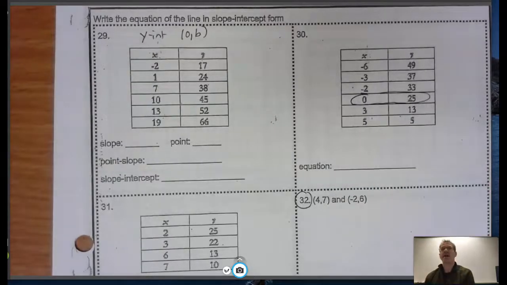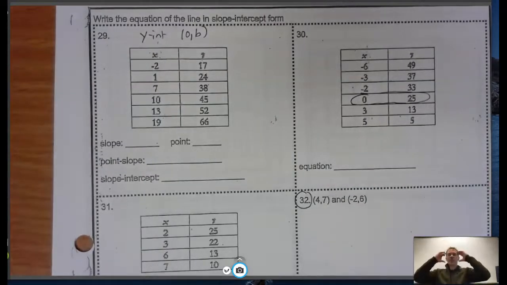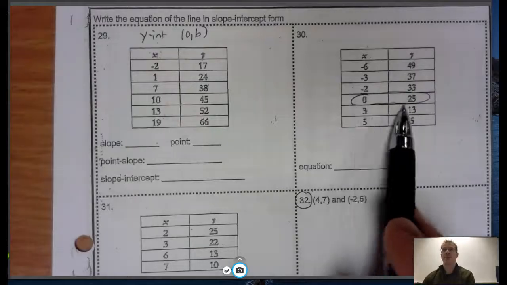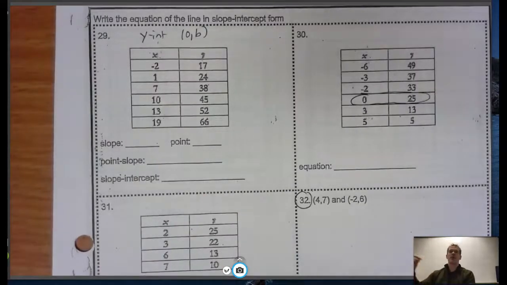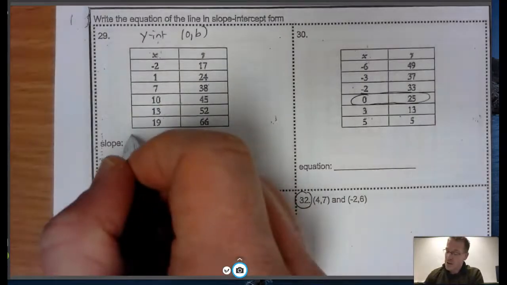So when you're looking at a table, we have to just get in our mind, what does it mean to be a y-intercept? That means x has to be 0. So if I see x equals 0, I know my y-intercept. If I don't see x equals 0, that means we have to go through that same process that we just did. So once again, when I look at this, we know that the slope is 7 over 3.